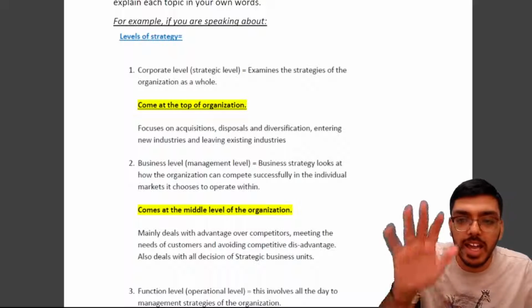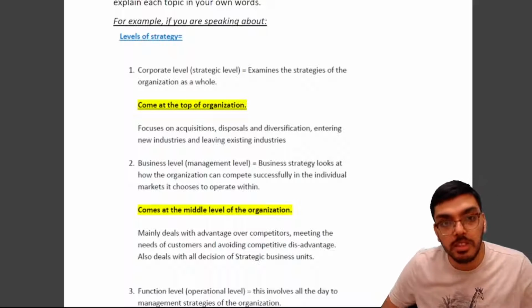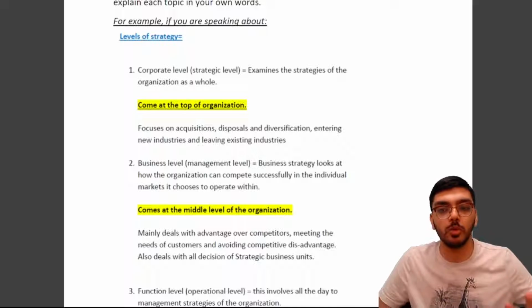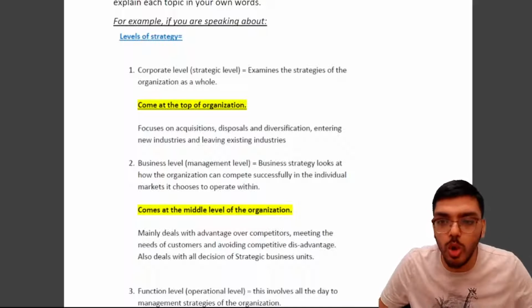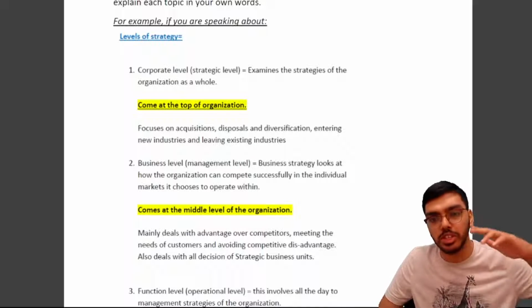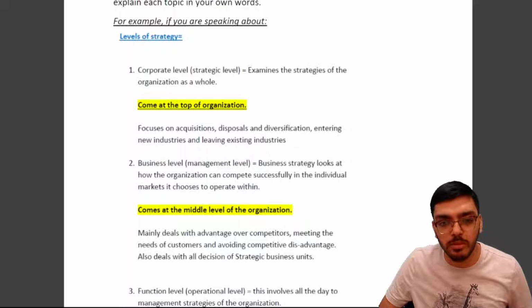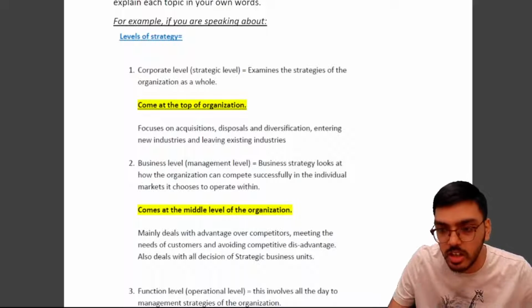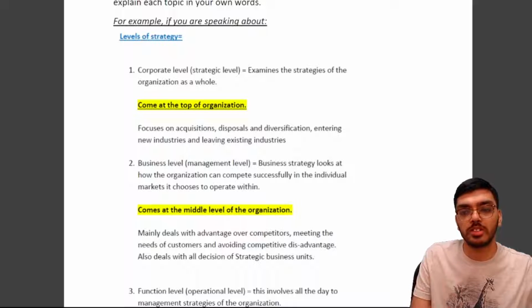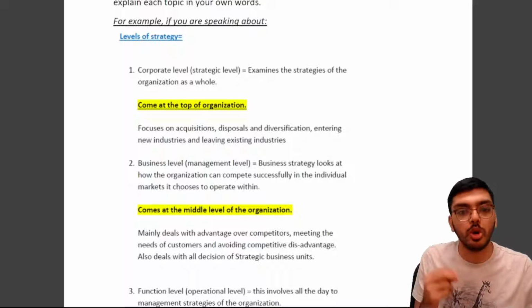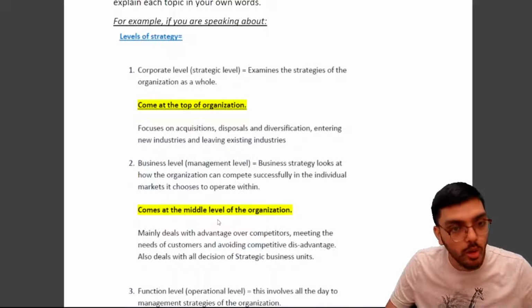Now, if I am able to explain the levels of strategy in my own words in 5 lines, I'm good to go. I don't need to know the definitions. I don't need to know every single thing from the notes. That is not needed. We just want your own simple illustration, your own simple explanation of a topic.